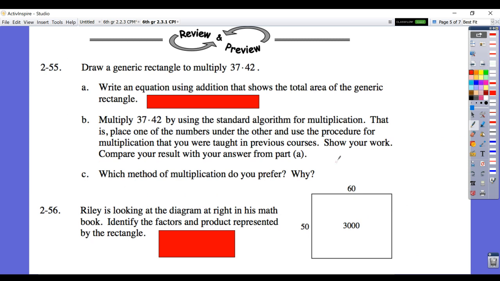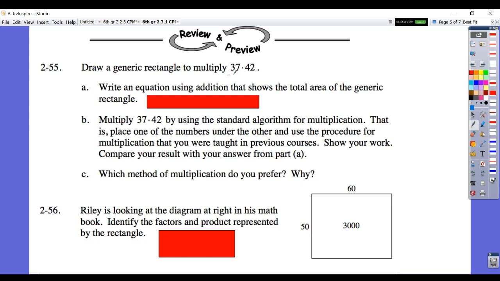For your homework, what they want you to then do is to do a generic rectangle. Multiply 37 times 42. All right. So first of all, how would you break apart the 37? How would you break apart the 42? Well, 37 should be 30 plus 7. 42 should be 40 plus 2.